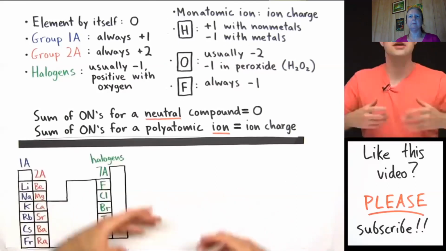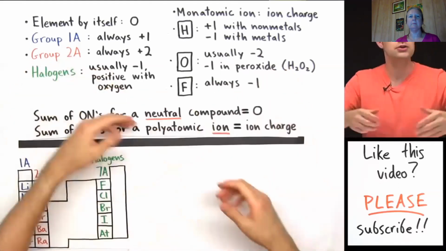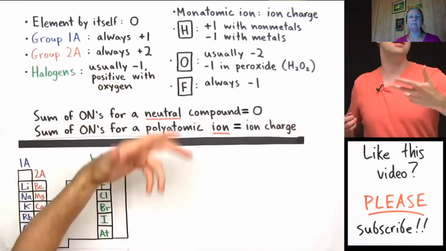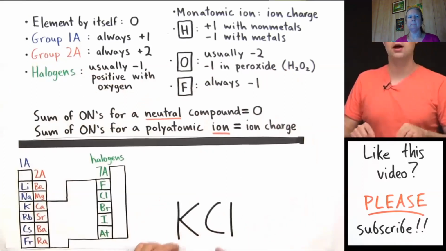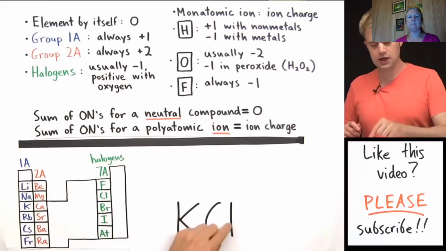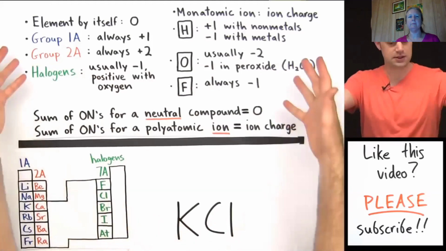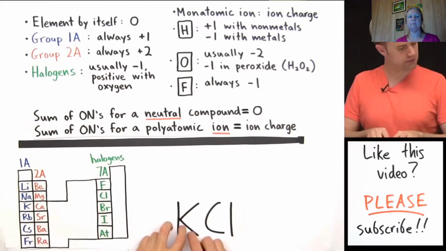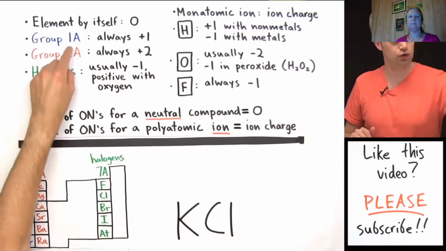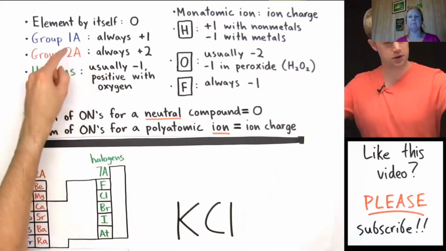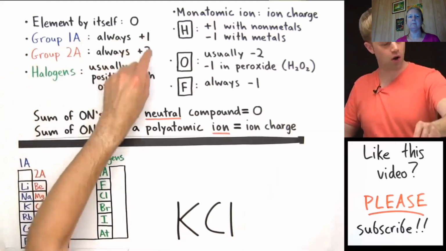Now for the rest of these rules, we usually use more than one together. So I'll just talk about these as we use them in example problems. Here is our first example. KCl, we want to figure out the oxidation numbers of the elements in this compound. Okay, so let's take a look at our rules here. K, potassium, is in this column in the periodic table. It's in group 1A. So there's this rule that elements in group 1A are always plus 1.